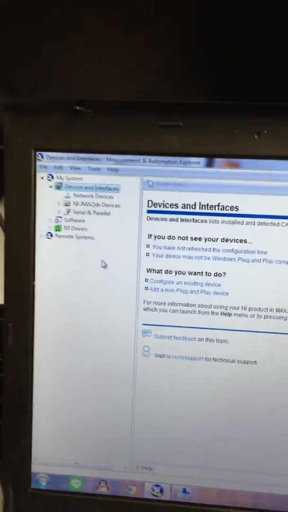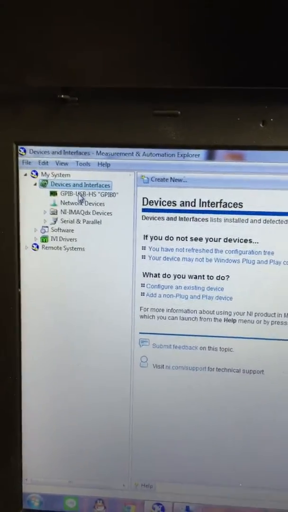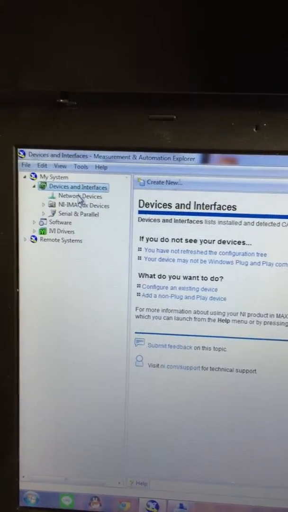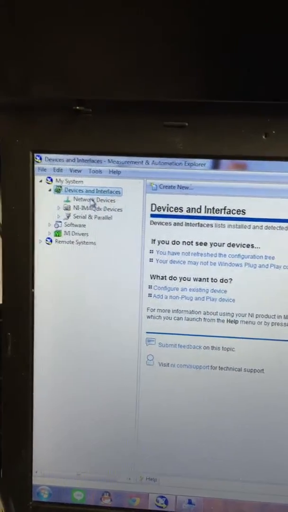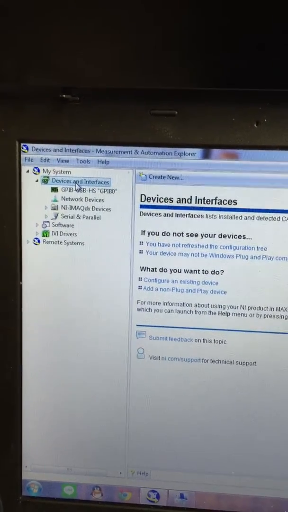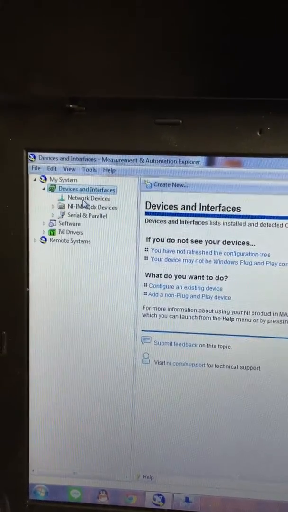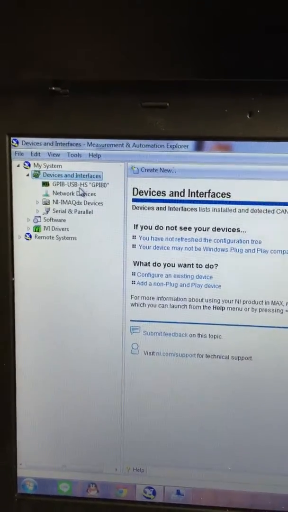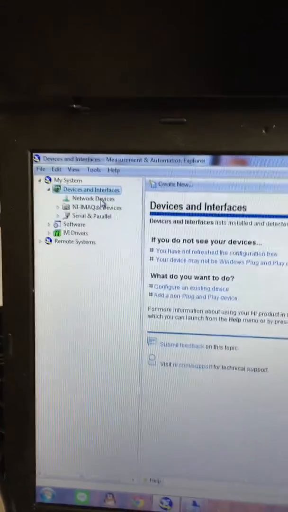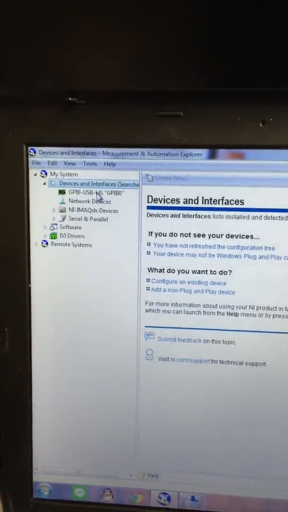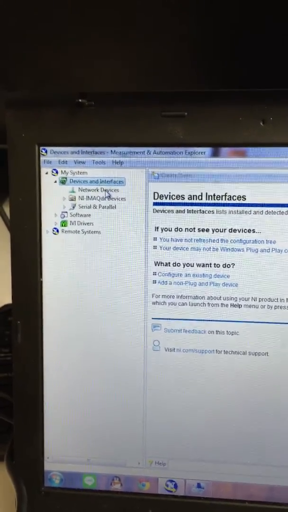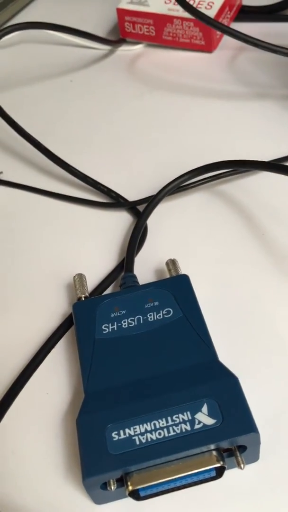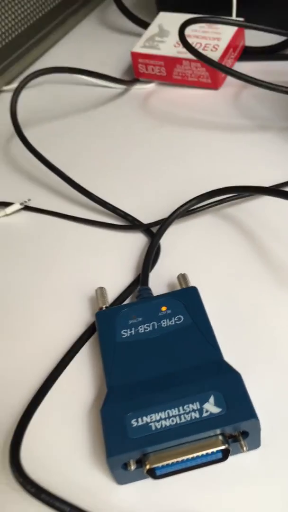And I think it's not workable because, as you can see in the devices and interfaces, Measurement and Automation Explorer from LabVIEW, basically here at the device interface, it can recognize it, then it cannot. So there must be something wrong with the system, so I cannot use it. I wonder, is there anything wrong with the GPIB-USB-HS? Because that's totally not normal.